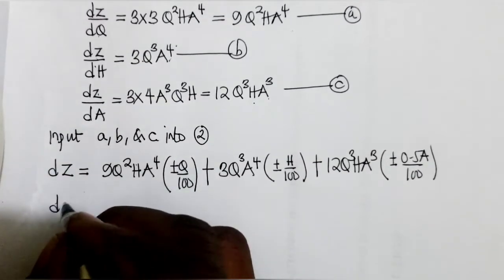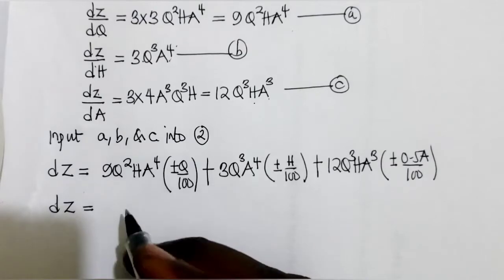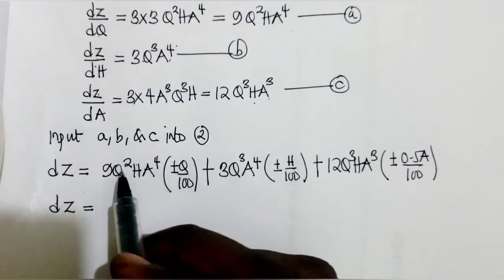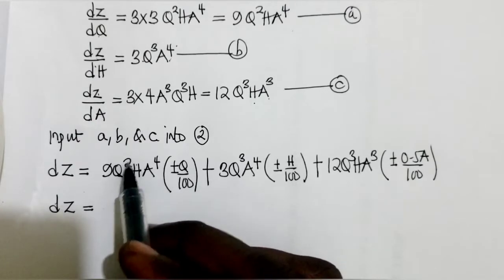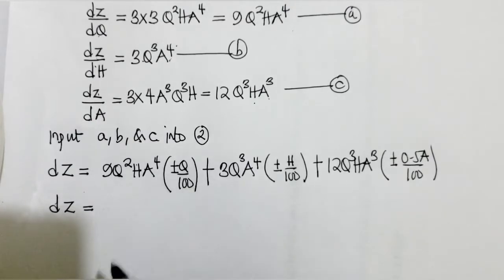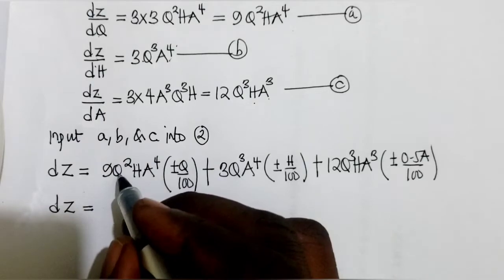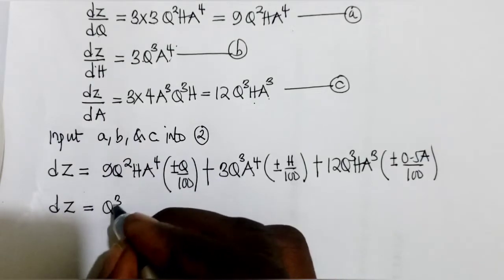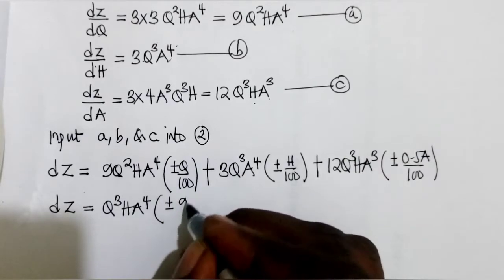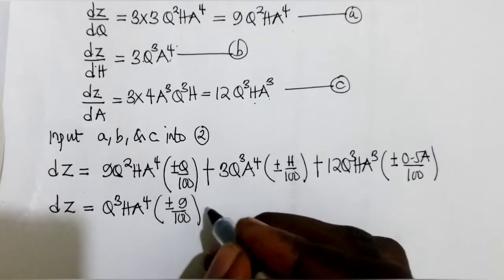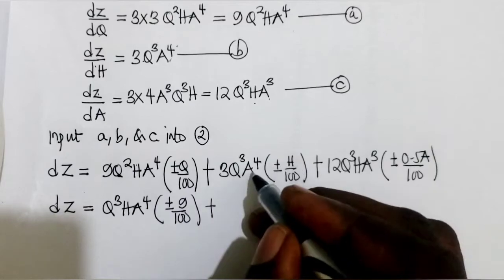So I'm going to have my dz to be equal to, so the q will come out and multiply q, and that is q times q cube. Then the 9 will go inside the bracket. So if q should multiply q², I'm going to be having q³ h a⁴ into bracket plus or minus 9 all over 100 plus the h will also come out here.